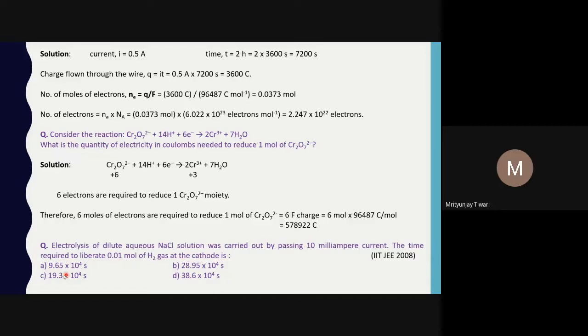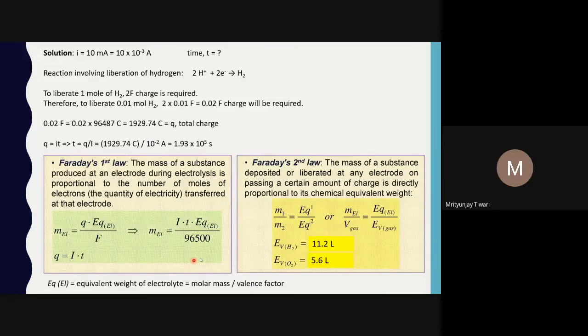Let us now see, the answer is option C. Let us see how it can be solved. Whatever I have explained, I have written down as well. So I is equal to 10 milliampere, which means 10 into 10 to the power minus 3 ampere, since milli means 10 to the power minus 3. So it is 10 to the power minus 2 ampere. And time is not given, we have to find it out.